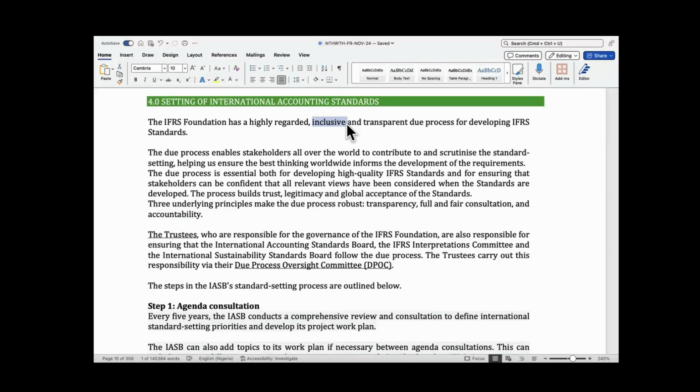For your exam, the examiner will simply ask you to state and explain the standard setting process. Majorly, they will ask you that. You need to introduce it by telling the examiner that the process of developing accounting standards is an inclusive and transparent due process whereby the best thinking in the world is captured. They ensure that their ideas are captured and strictly complied with.